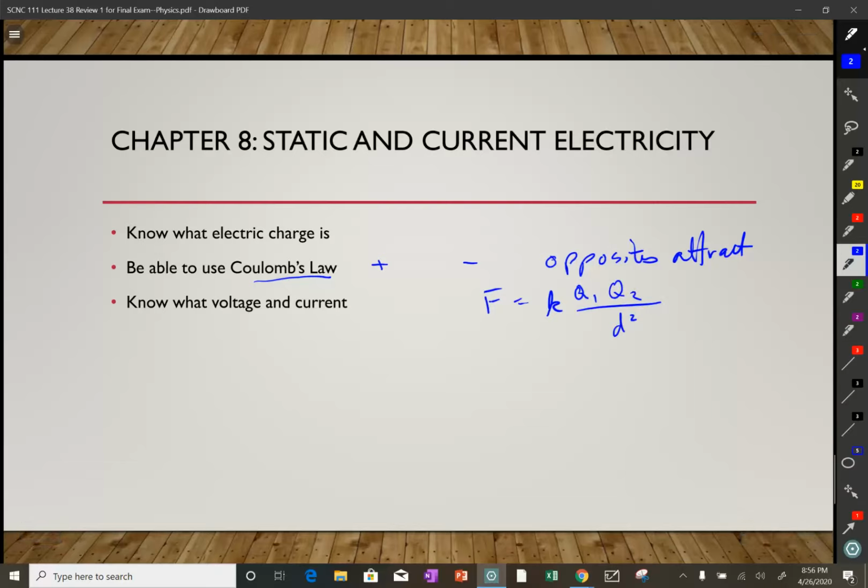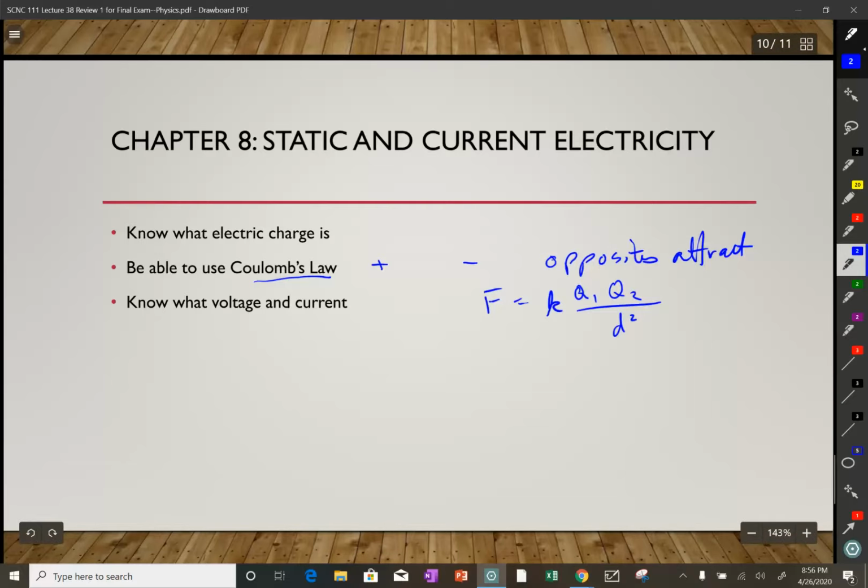The difference between gravitational force and electric force is gravitational force affects everything because everything has mass. Electric force only affects charged objects, and while gravitational force is always attractive, electric force is attractive if you have opposite charges, but it's repulsive if they're the same. So two positive charges will push away, whereas a positive and negative will attract.